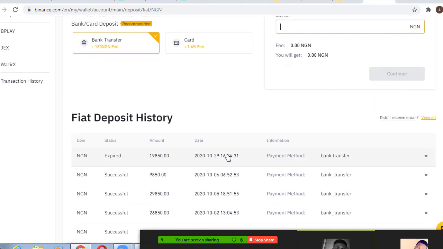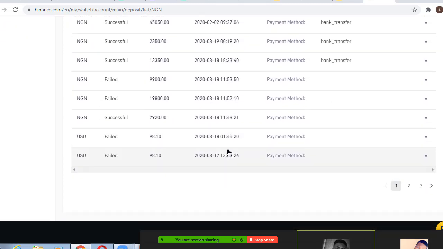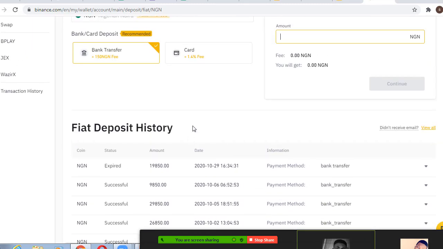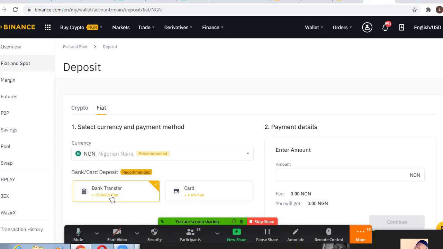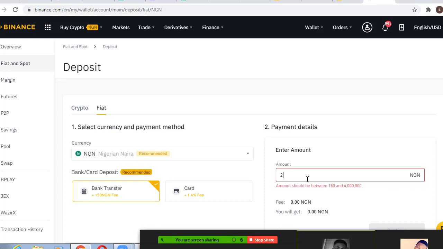You can see these are transactions that I've done before using my bank transfer, which is very, very simple. I'm going to show you now. So you click on bank transfer. Don't choose card. If you want to use card, no problem. Now, bank transfer has 150 NGN, that's 150 naira, as a charge. And then if I want to deposit, let's say 20,000 naira now.